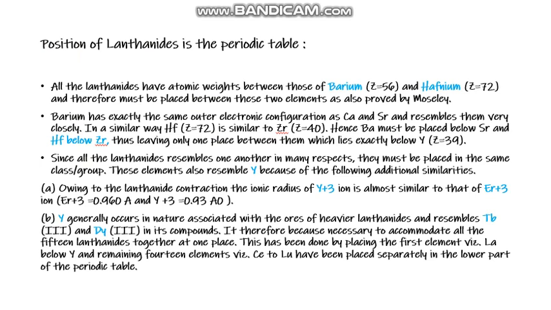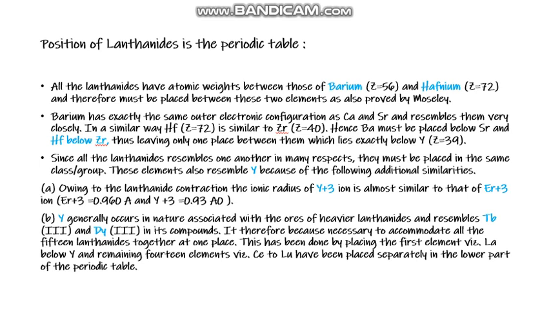Position of lanthanide in periodic table. All the lanthanides have atomic weights between those of barium and hafnium. So they must be placed between these two elements, as also proved by Moseley. In some books, instead of atomic weights, the atomic numbers are written. So you can make the correction by yourself.